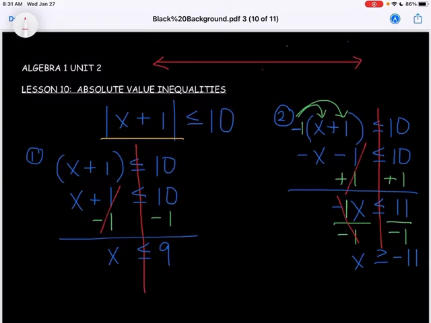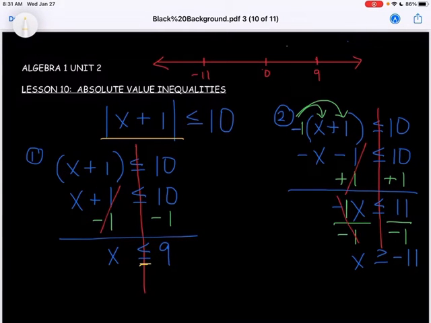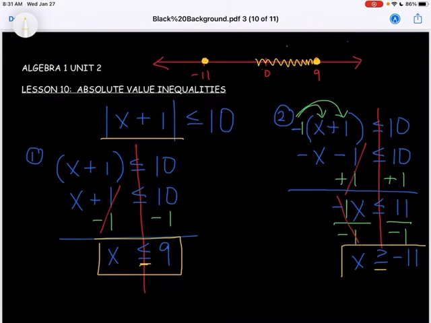So we've got negative 11, we've got 9. I'm going to put negative 11 here, 0 here, and 9 would be about there. Both of these have equal to symbols in them, so they're both going to be solid at 9 and at negative 11. We've got x is less than or equal to 9, so we need to go to the left of 9 because that's less than. And then we also have x is greater than or equal to negative 11, so we need to go to the right of negative 11 because that would be greater than.